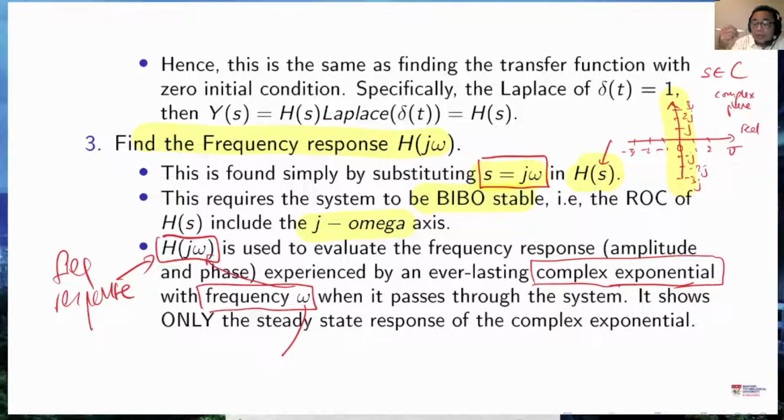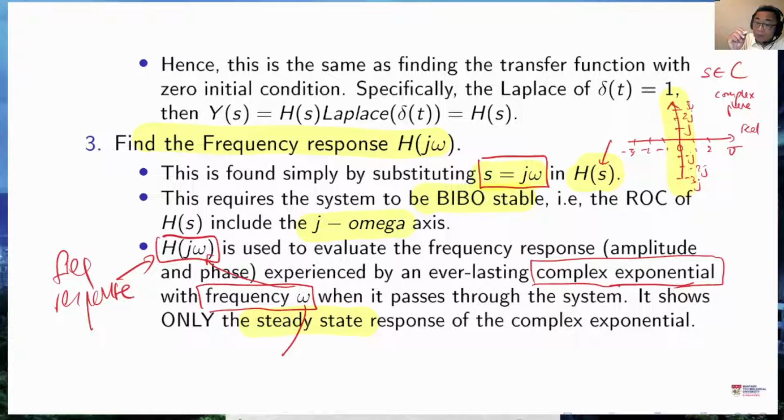Now, remember, the sum of two complex exponentials gives you the cosine, and the difference gives you the sine. So when we talk about complex exponentials, it equally applies to sine and cosine. Now, H(jω) will tell us how this cosine or sine will change its magnitude as well as phase shift when it passes through the system, but only in the steady state.